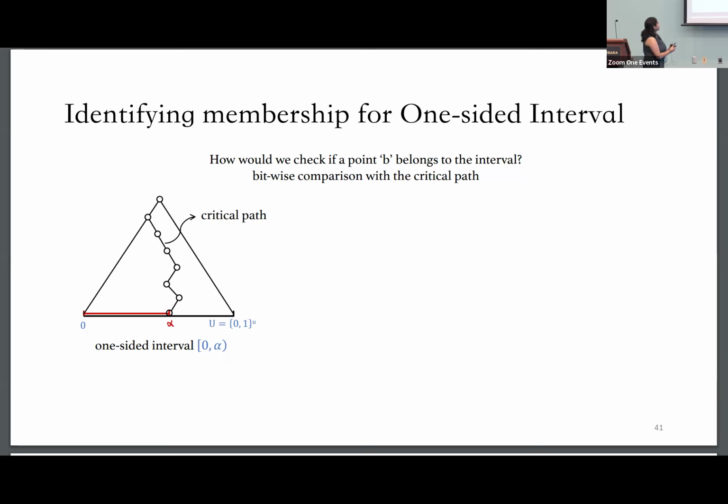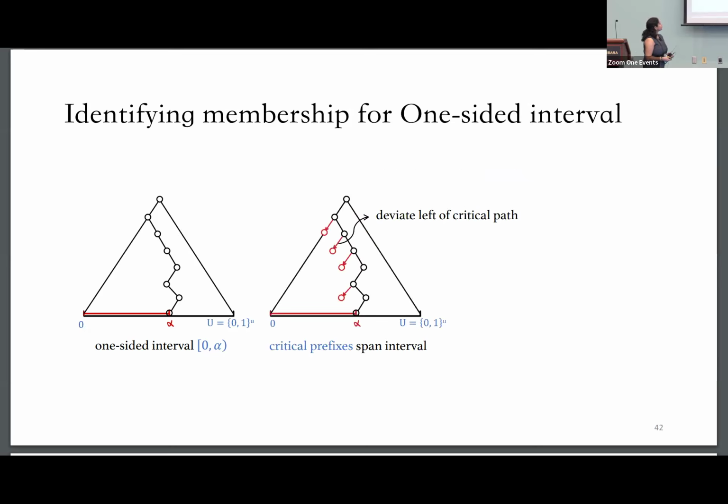Well, you could represent your domain as leaves of this binary tree, and alpha could define this critical path. Now, if you want to figure out whether your point B lies within alpha, then you just do a bitwise comparison. And if you deviate to the left of this critical path, you immediately know that your point is in the interval. And if you deviate on the right, then you know that it's outside this interval. And this is the exact idea that we want to leverage and mimic in our FSS scheme. So the minute you deviate from this critical path, we identify all these nodes as our critical prefixes.